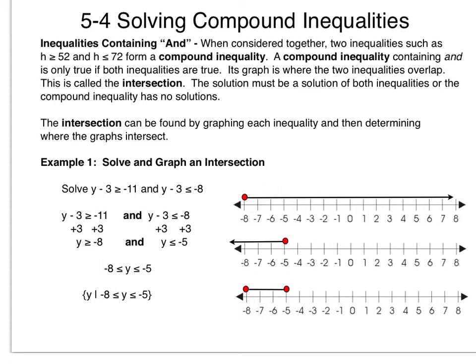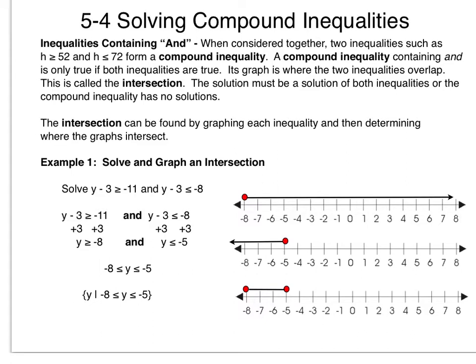We're going to solve y minus 3 is greater than or equal to negative 11 and y minus 3 is less than or equal to negative 8. Y minus 3 is greater than or equal to negative 11. We'll add 3 to both sides and we get y is greater than or equal to negative 8 as the solution. For y minus 3 is less than or equal to negative 8, we'll add 3 to both sides, and the solution is y is less than or equal to negative 5.